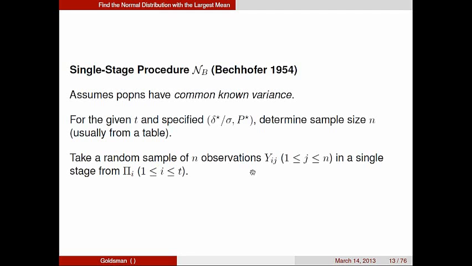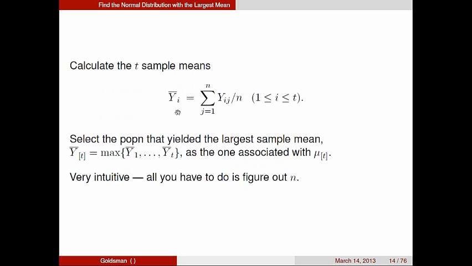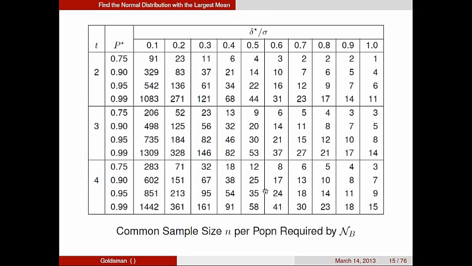So let's look at this a little more carefully. This says to calculate the sample means for each of the 5 competitors, each of the T competitors, and then whichever one gives me the biggest sample mean, that's the one I associate with the biggest actual mean. So all you have to do to run this procedure is look up N in my table and then take the N observations, which can be tedious, but you just do it, and then you select the population that gives you the largest sample mean.